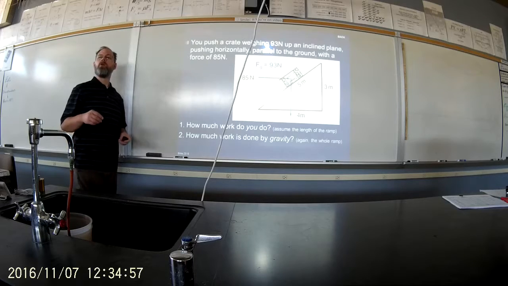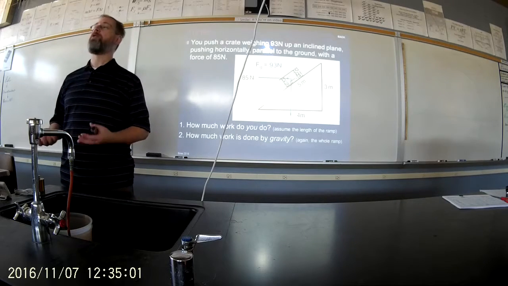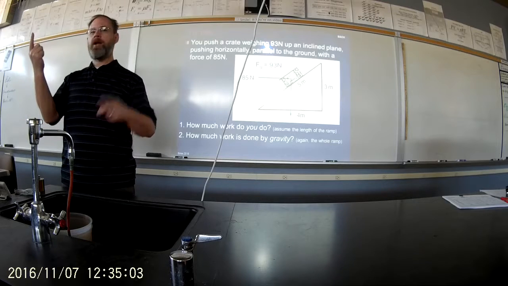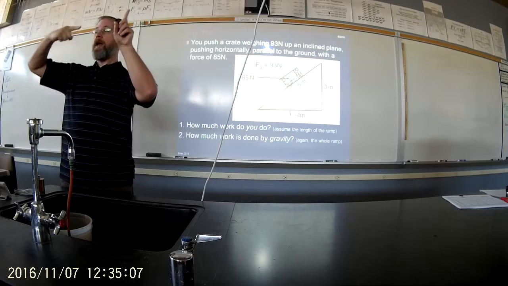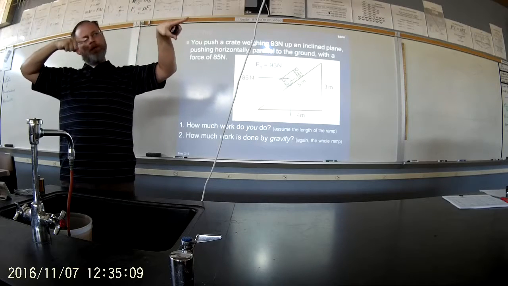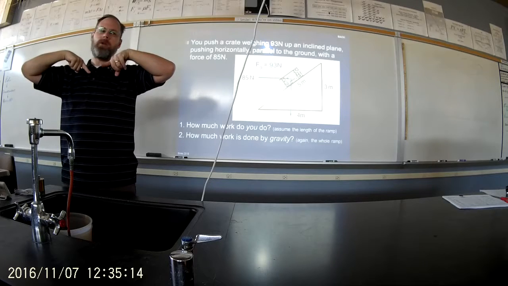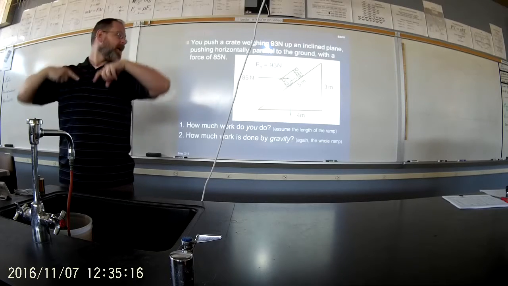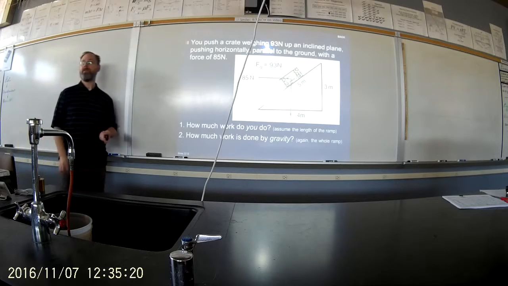Okay? So when you want to know how much work you do, you only really care about 2 things: the force and the displacement in that direction of force. In this case, 85 newtons, 4 meters. 85 times 4 is 340. Does that idea make sense? If it does make sense, answer the second question. How much work is done by gravity?